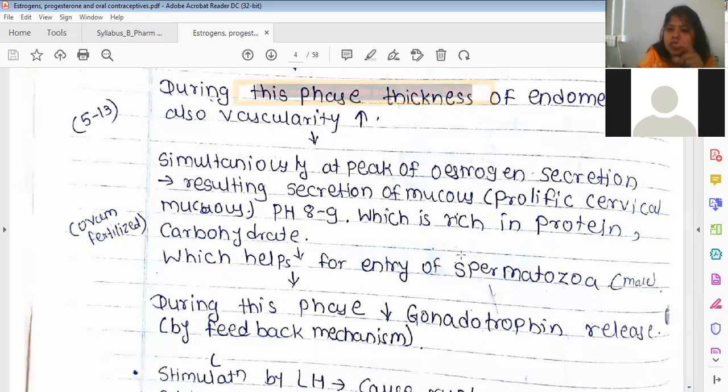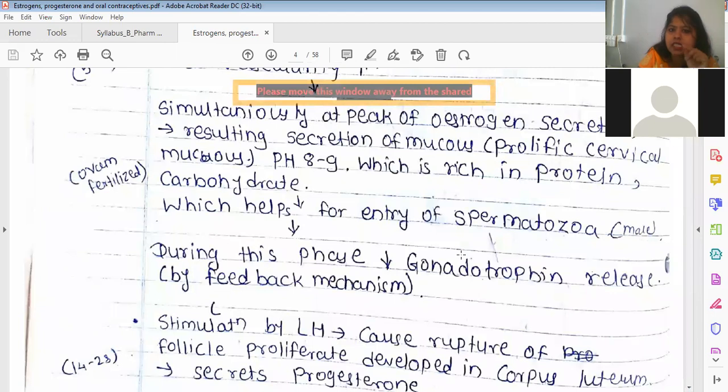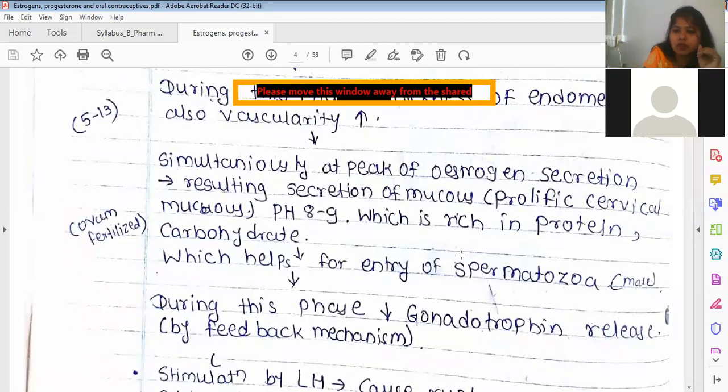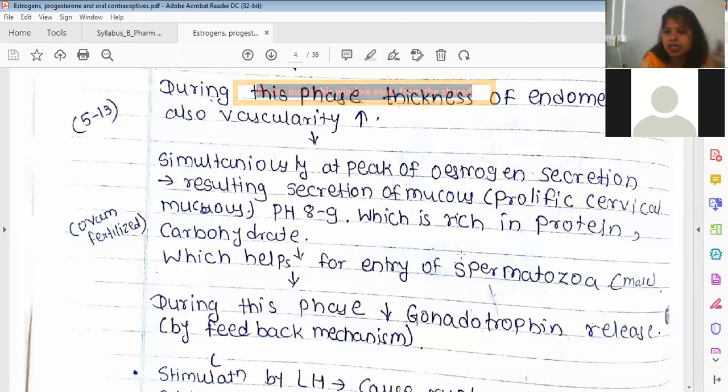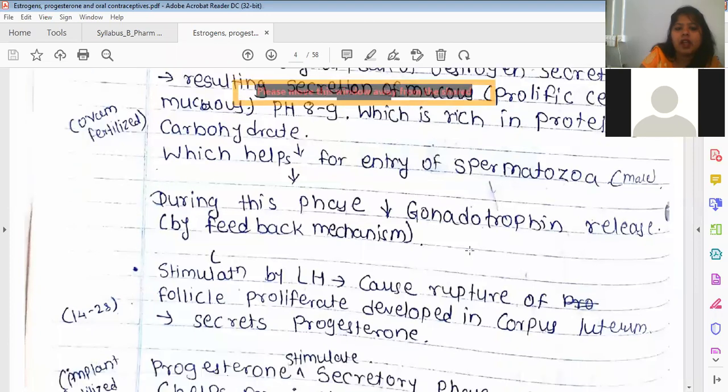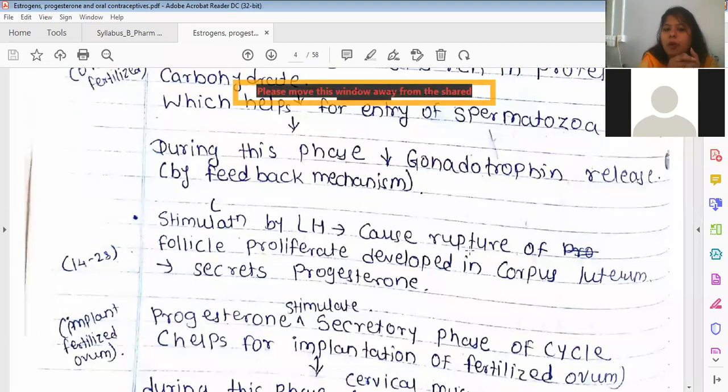Clear? And from the 13th day, the level of the estrogen gets decreased, and at that time the level of the progesterone starts to increase inside the body. The proteinous food is responsible to maintain the pH of the uterine system, and specifically carbohydrate and protein will play the major role. When the sperm, that is the spermatozoa, enters inside the uterus, it will react with the ovary, and in that phase the gonadotropin release gets decreased after the 13 days.